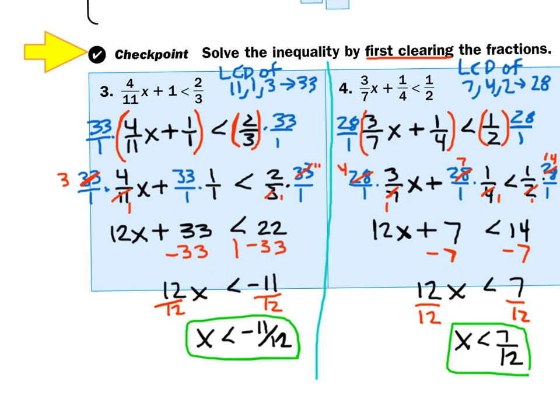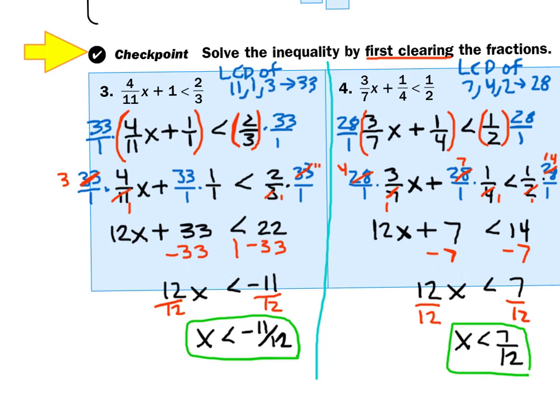Okay, so let's clear these fractions. Take a look at number 3. I see 11 in the denominator, an invisible 1 in the denominator, and a 3. So I know the LCD of 11, 1, and 3 is 33. So let's multiply everything by 33. 33 times 4/11 x, I wrote right here. Then I copied the plus sign, and then 33 times 1 over 1, and then copy the inequality, and then 33 times 2/3. I wrote that right here.